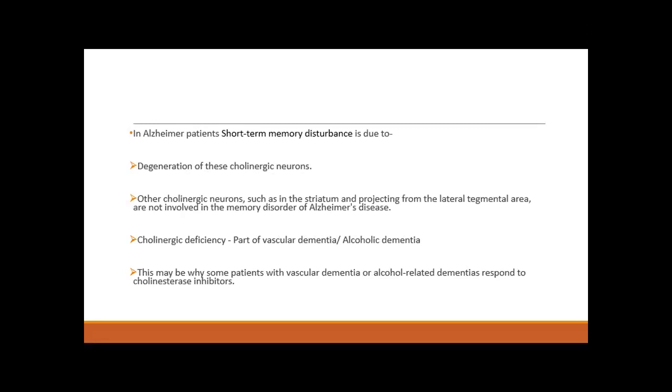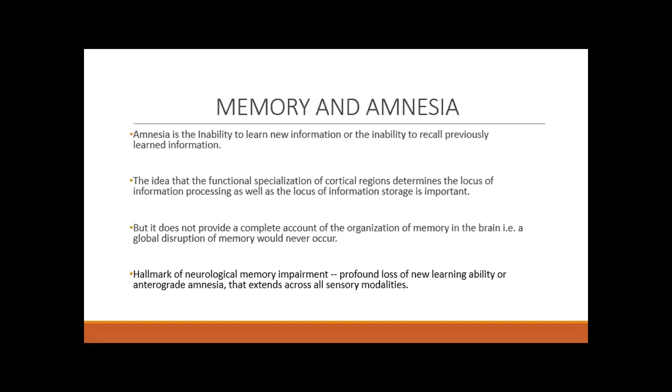Other cholinergic neurons, such as those in the striatum and those projecting from the lateral tegmental area, are not involved in the memory disorder of Alzheimer's disease. Cholinergic deficiency is also part of vascular dementia or alcoholic dementia. This is why some patients with vascular dementia or alcohol-related dementias respond to cholinesterase inhibitors. The amnesia part has also been discussed.